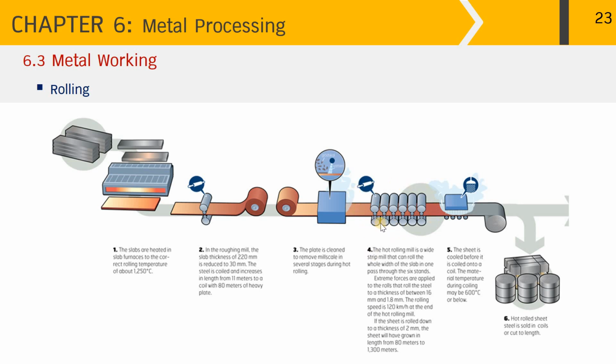Over here you can see 1, 2, 3, 4, 5, 6 stands of rolls that will help to continuously reduce the metal thickness once passing through a series of roll stands. And to do this, extreme forces are applied to the rolls, and that rolls the steel to a thickness of between 16 mm down to 1.8 mm. For example, the rolling speed is around 120 km per hour at the end of the hot roll milling.